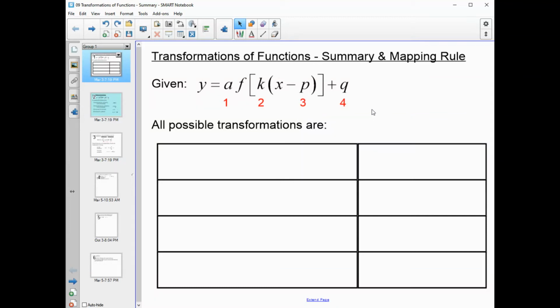For this lesson, we are going to wrap up, at least for the time being, our discussion of transformations of functions. So this lesson is going to act as something of a summary, but I'm also going to introduce another concept that you probably have not seen yet, and that is known as the mapping rule, which can be quite useful under certain circumstances.